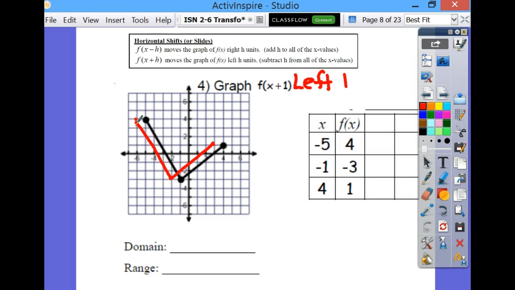And so then what are the domain and range? They're going with the new graph. What is the domain and the range for the new graph? Daphne, what do we have for domain? George, what do we have for range?